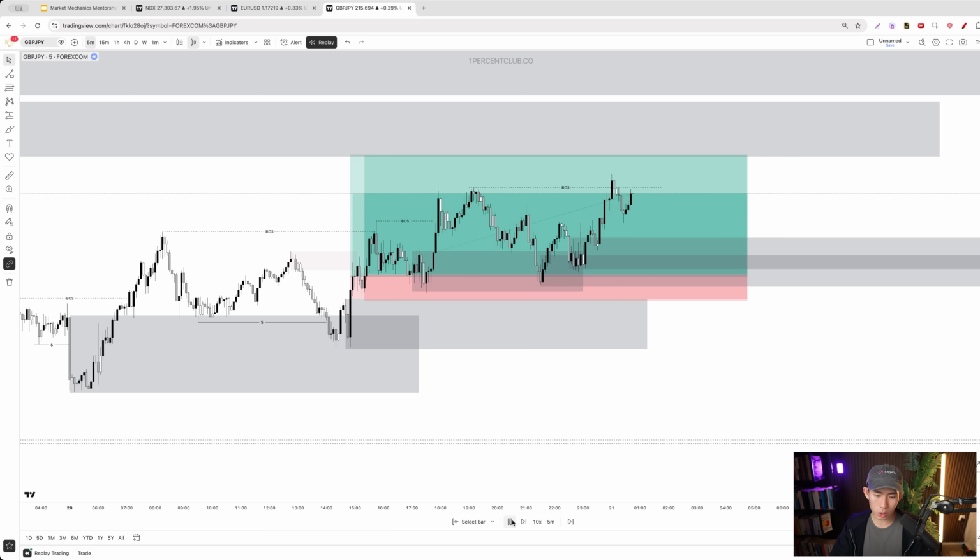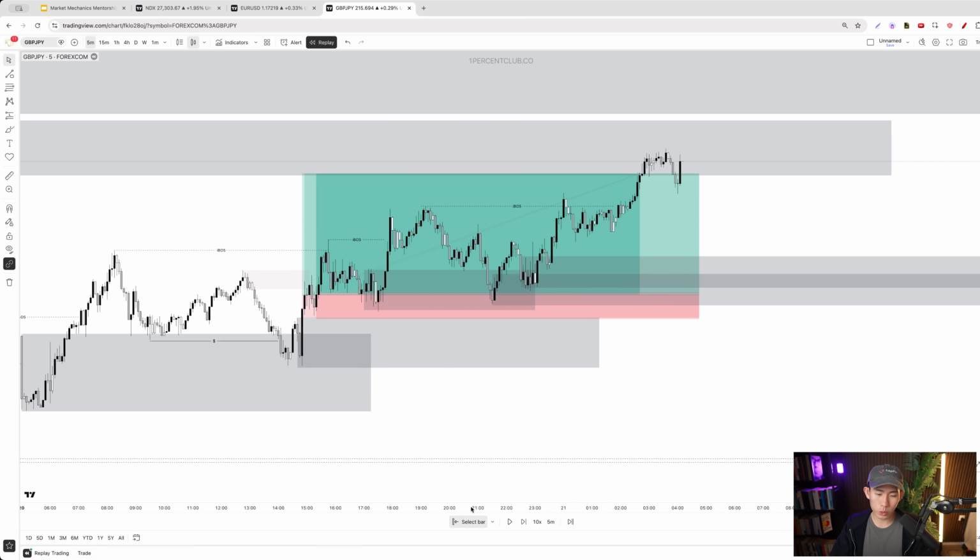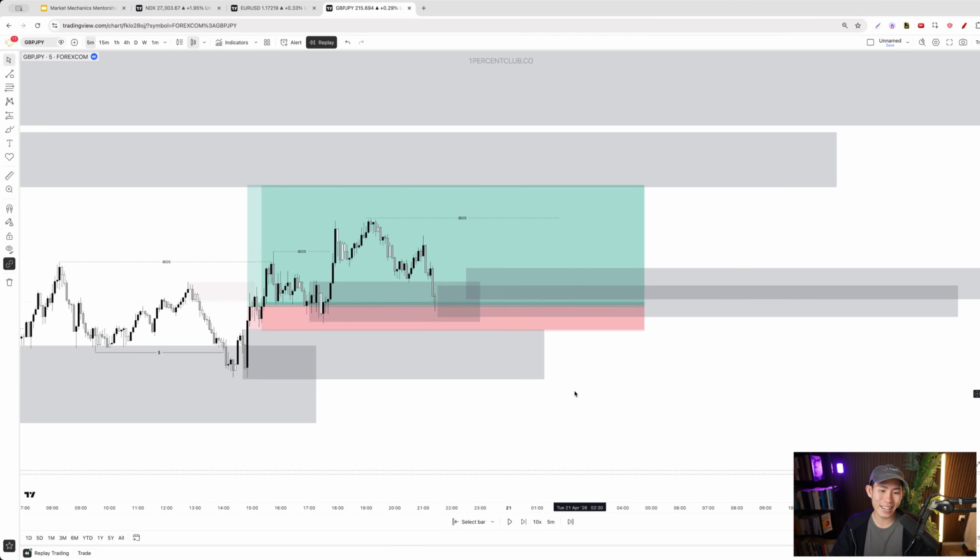But look at what price is doing. Price is just creating those higher highs and higher lows. So this is where, when price was reversing around here, I wasn't scared whatsoever.